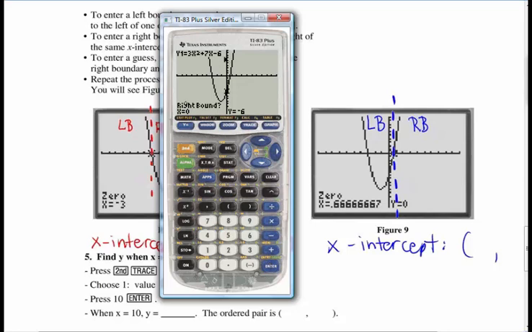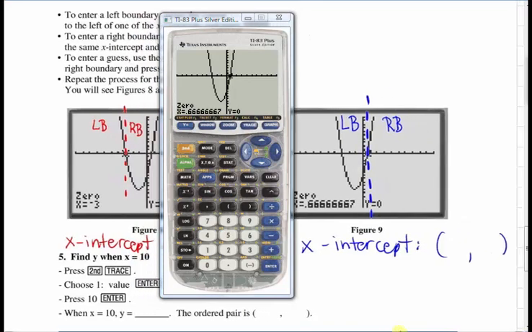Got a little arrow asking for right bound now. Take your right arrow key, move your cursor above the x-axis, okay, because that's right bound. Press enter. You have your 2 little arrows. Calculator is going to make a guess. Press enter again, and you have an x-intercept on your right, which is at 0.67 and 0.